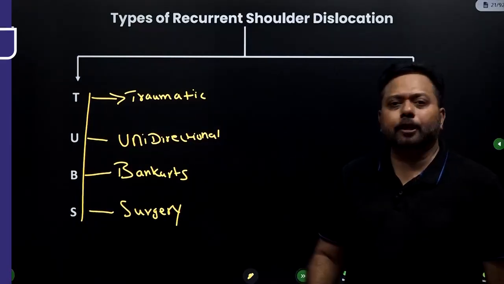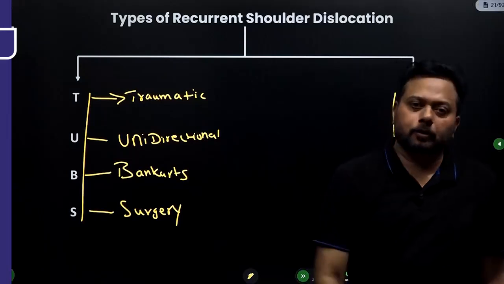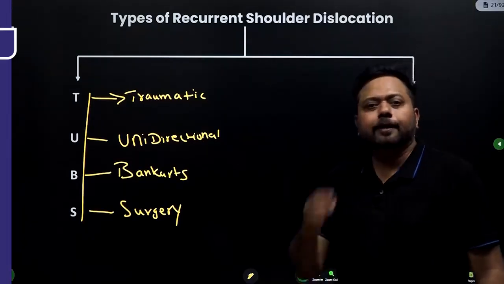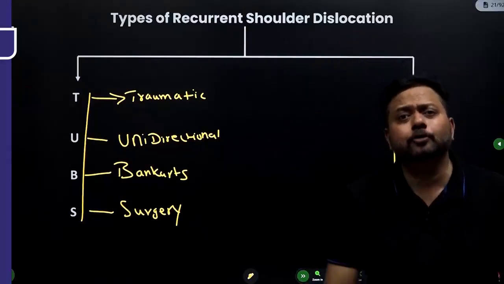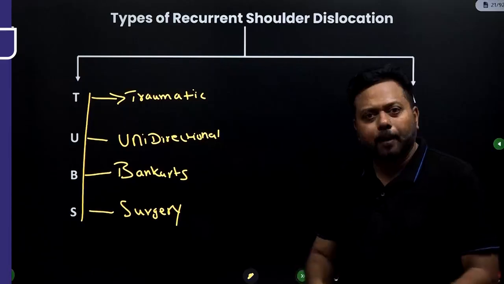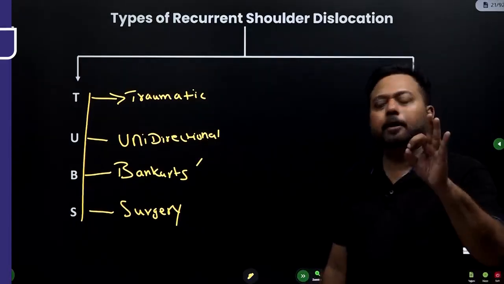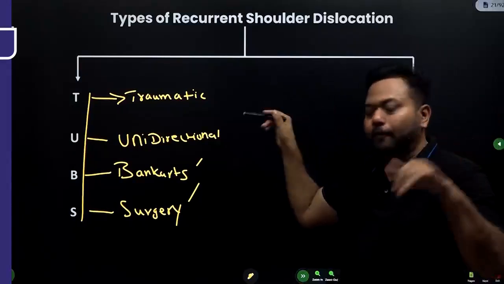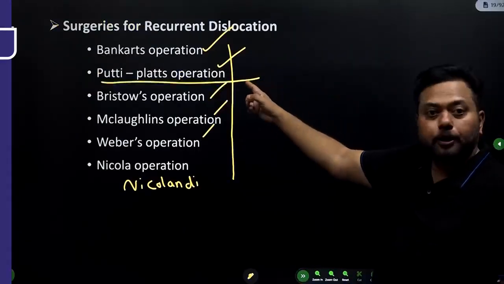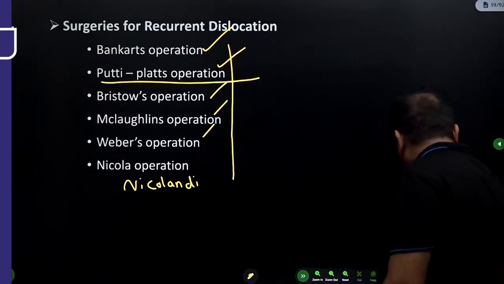And unidirectional. What do you mean by unidirectional? First time the dislocation happened, it is an anterior shoulder dislocation. Second time the dislocation has happened, it is an anterior shoulder dislocation. Third time the dislocation has happened, it's also an anterior shoulder dislocation. That's called unidirectional. Okay. Then you do an MRI showing you Bankart's lesion. Definitely Bankart's is there. The treatment of choice is surgery. For this only you are doing these surgeries: Bankart's procedure, Putti-Platt procedure, Magnuson-Stack procedure, all these surgeries you are doing for TUBS type.